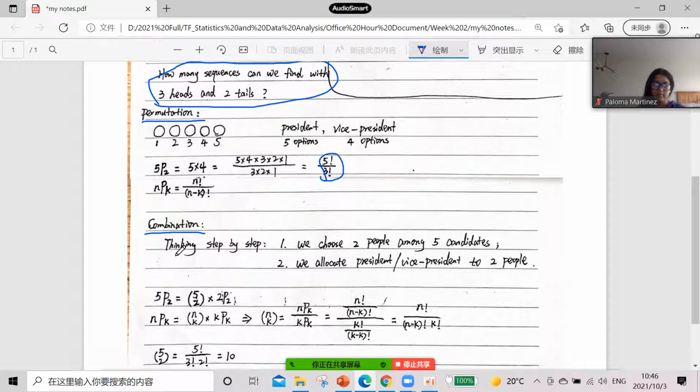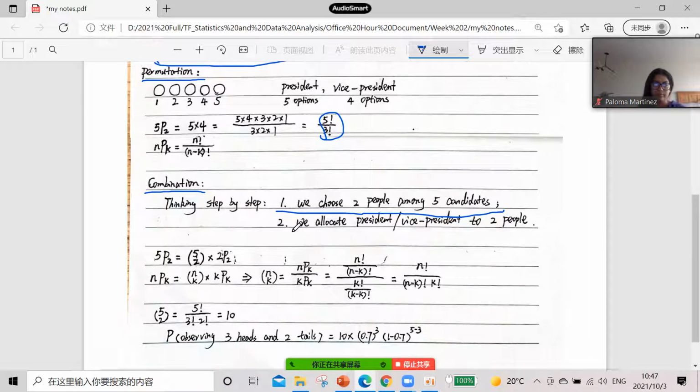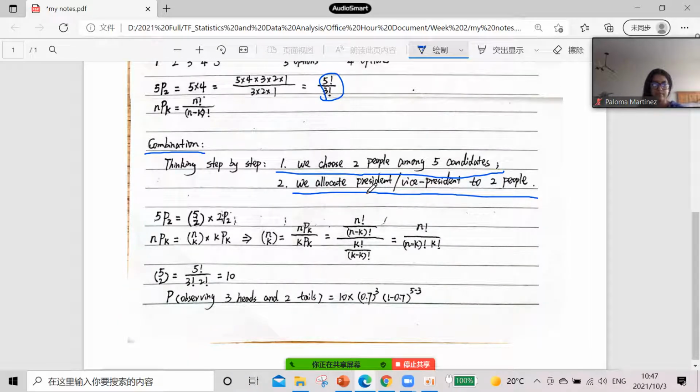So we're still thinking about permutation. In this example, 5 candidates, I need to choose 2 candidates to be president and vice president. But first, instead of using 5 times 4, we first choose 2 people among 5 candidates. And this is 5 choose 2. This is the problem that we want to solve. And second, we allocate president and vice president to the 2 people. After the first step, I only have 2 people. The last 3 candidates just go home. I allocate the president and vice president to the 2 people.